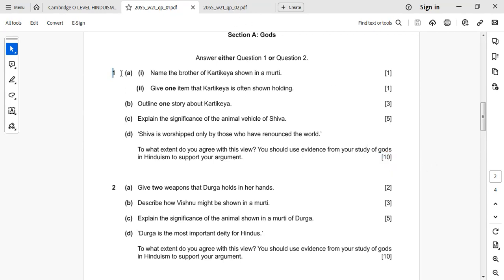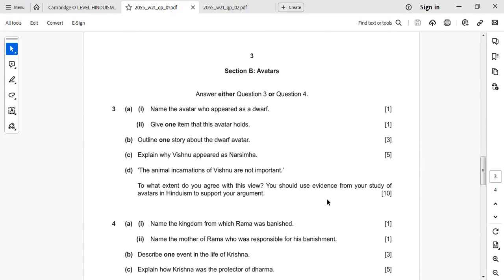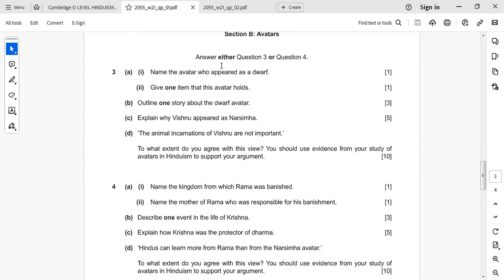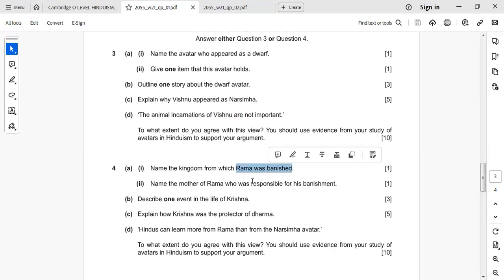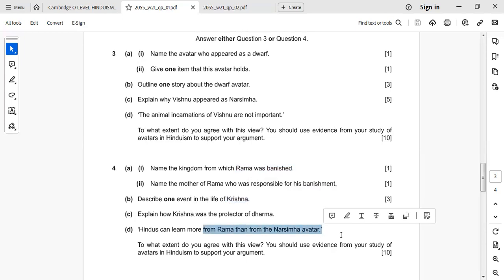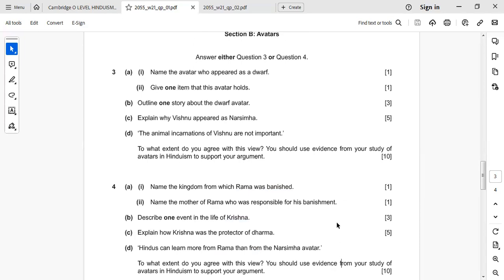So section A, you have question 1 and 2, and you choose between them. Then you have section B, the avatars. You have question number 3 and question number 4. Here in the avatars, we have Vaman, the dwarf, Narsimha, and all the animal incarnations of Vishnu. In this one, you have Ram, Krishna, and Ram and Narsimha avatar. So it varies again. In section B, you answer either question 3 or question 4.